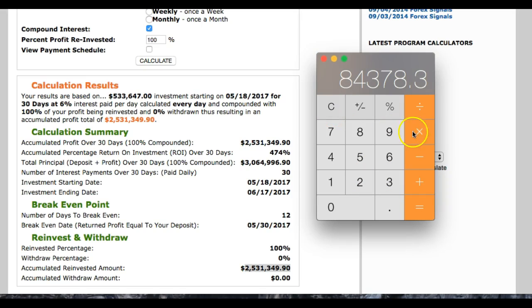Something seems to be wrong here, because if you times that by 30, it would be like 200. Divided by 30. What? Times 30. What? Something's wrong. 80,000 a day?